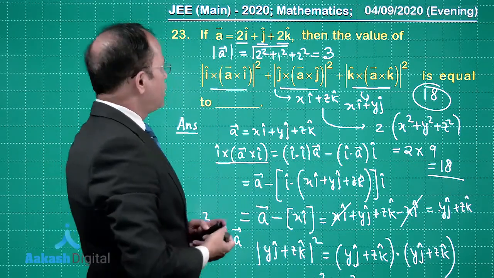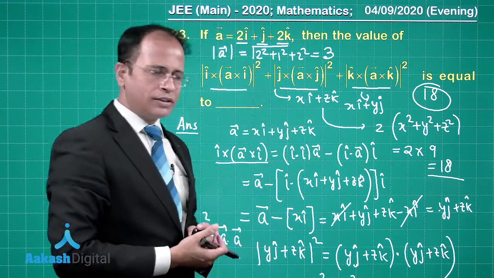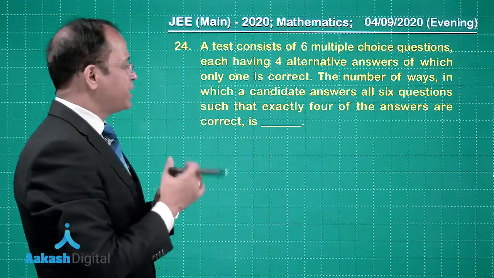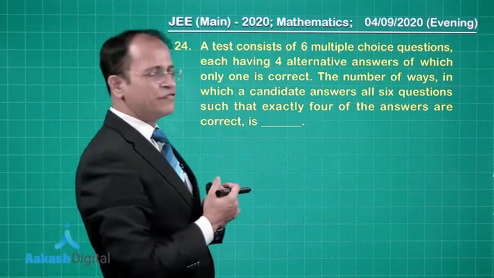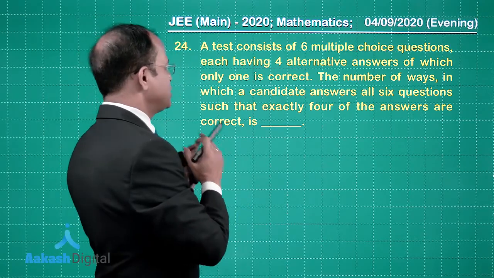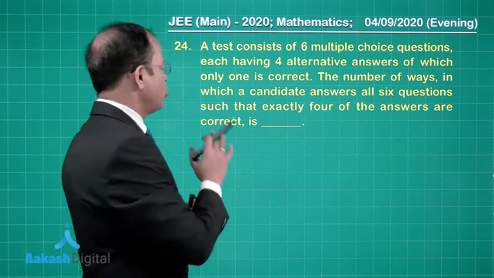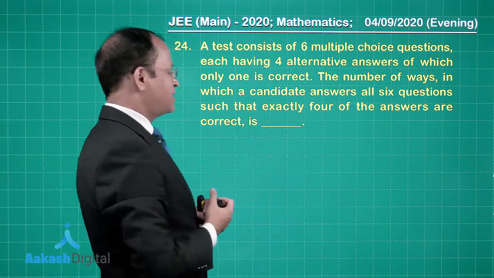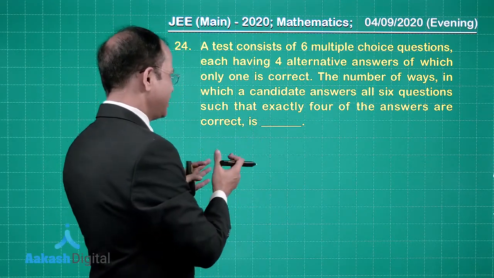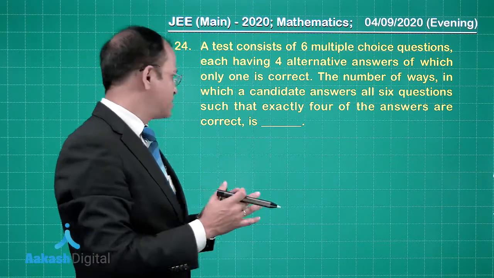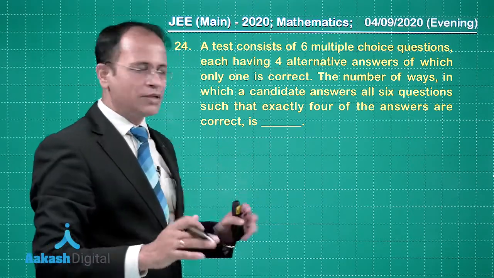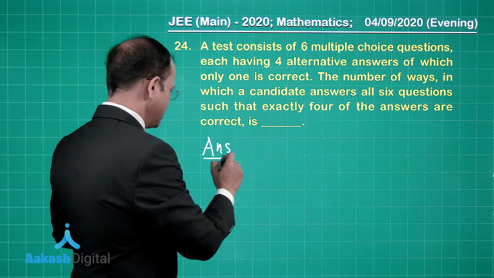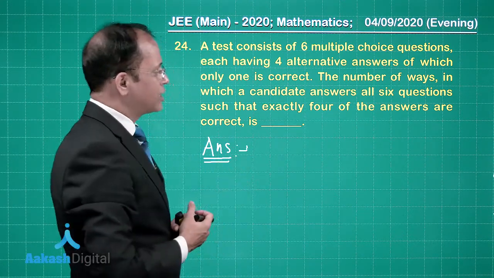Got it? Now friends, let me go to the next question. Again, a very interesting one. Let's have a look at this part. A test consists of 6 multiple choice questions, each having 4 alternative answers, of which only 1 is correct. Now the number of ways in which a candidate answers all the 6 questions such that exactly 4 of the answers are correct. So it's a very simple question, very easy question. Everyone should make it and do it correctly in the examination.